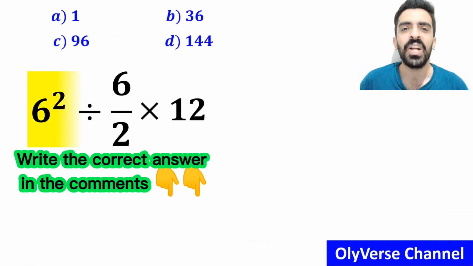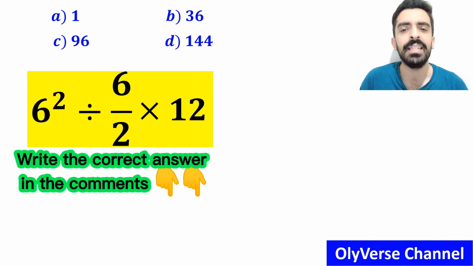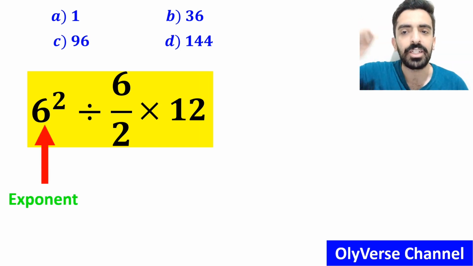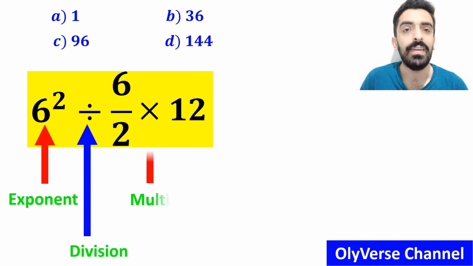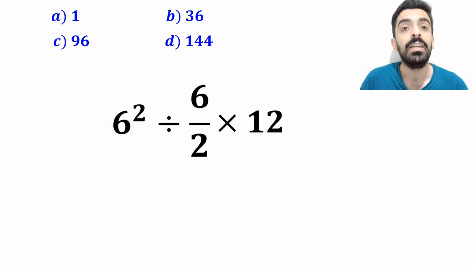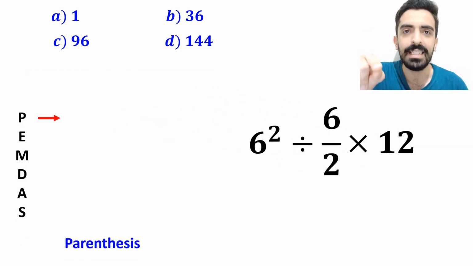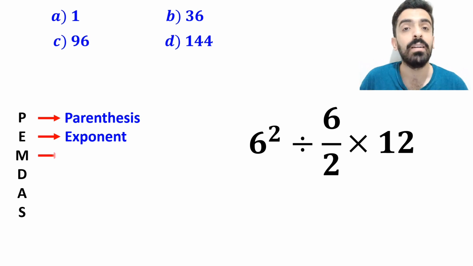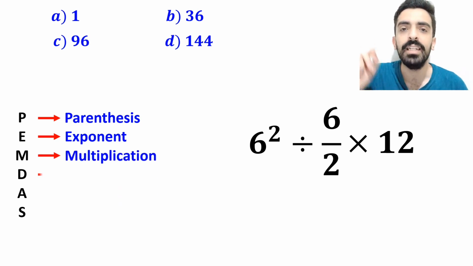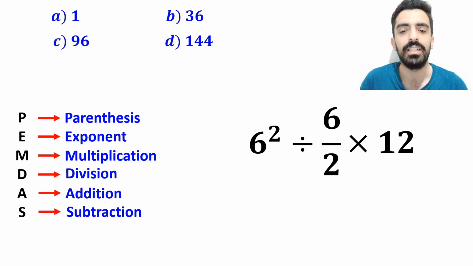Alright, now let me walk you through step by step how to solve this expression properly. As you can see on the screen, in this expression, first we have an exponent, then a division sign, and finally a multiplication. To solve this question, we must follow the PEMDAS rule. In this rule, P stands for parentheses, E stands for exponent, M stands for multiplication, D stands for division, A stands for addition, and S stands for subtraction.